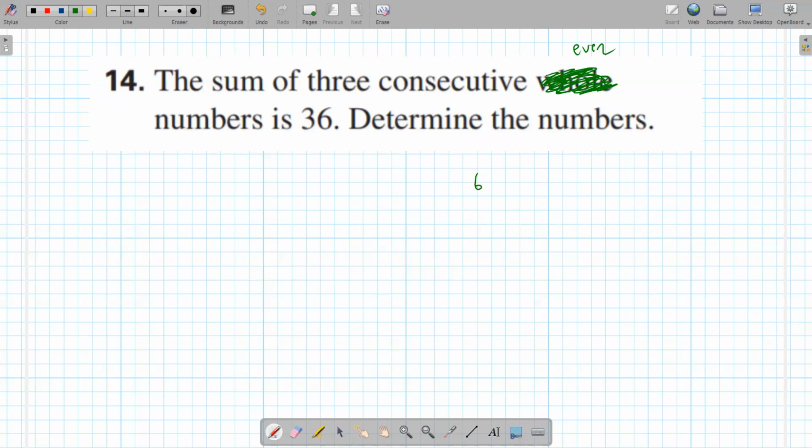So what does that mean? It means 6, 8, 10. Okay, something like that. That's not the answer, but consecutive even numbers, that's what it means. Now, if our smallest even number is x, what is the next number in terms of x?